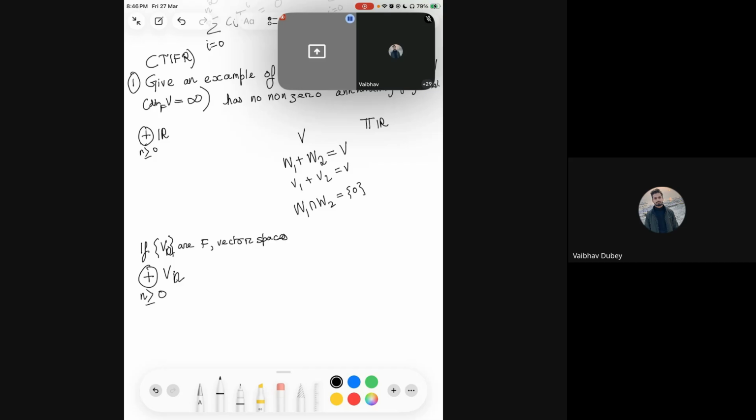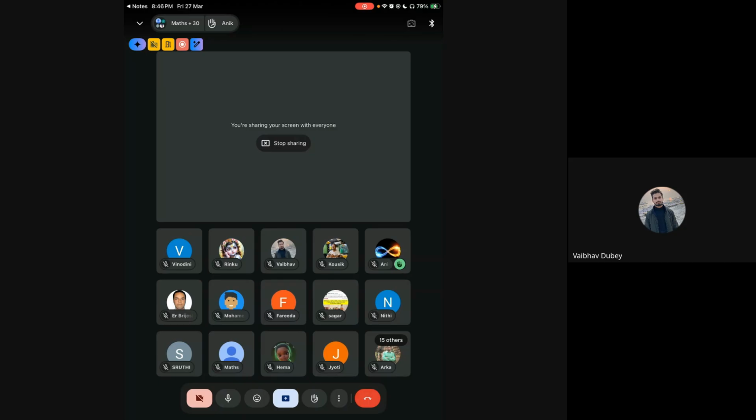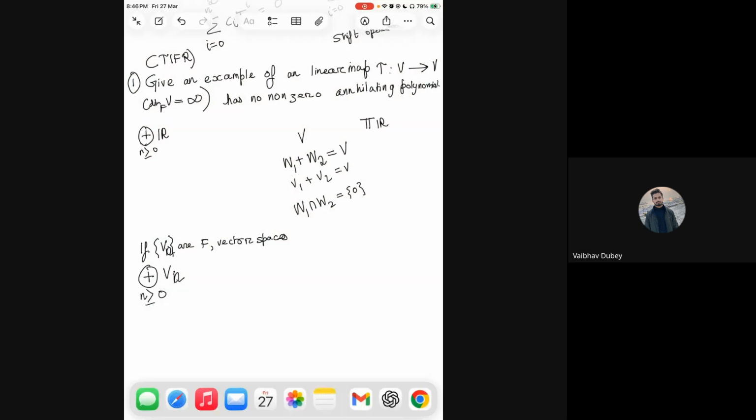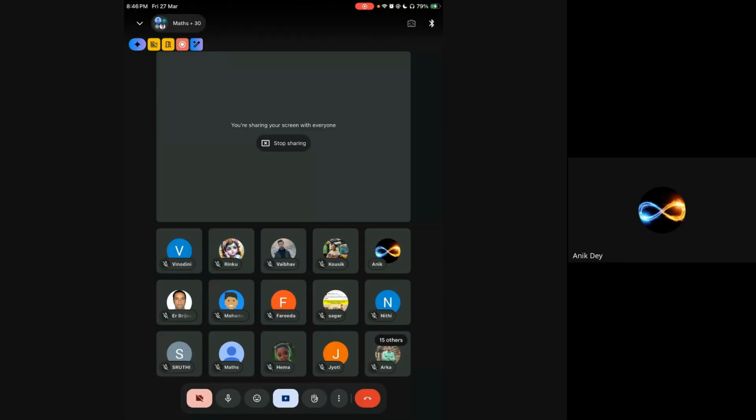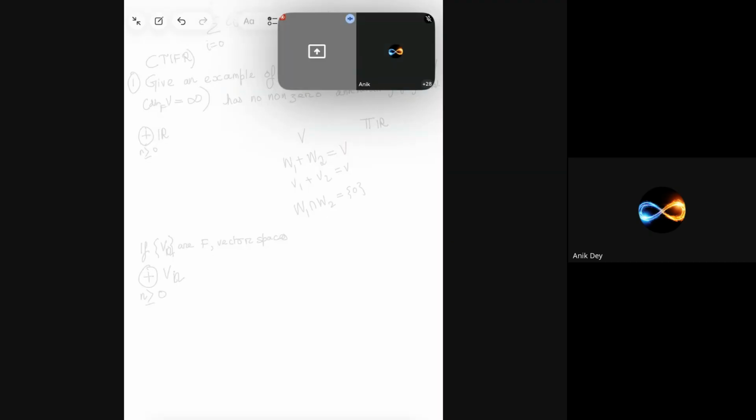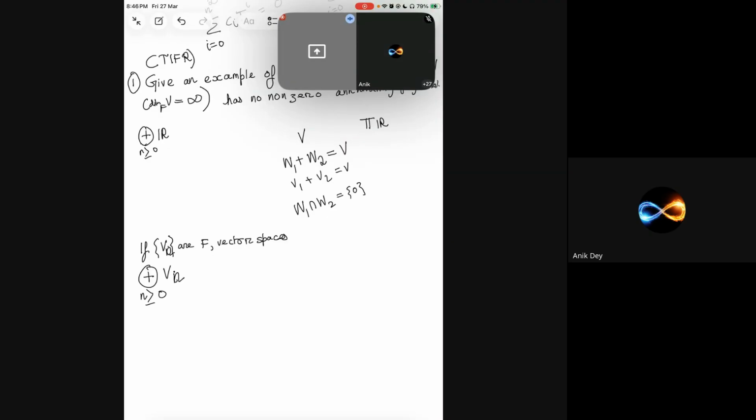I guess Kaushik raised his hand, but can somebody else? Okay, Onik raised his hand. Onik, you can unmute yourself and tell me the definition. Can you repeat the question, sir? Okay, so the question is, if Vn are F vector spaces over a fixed field F, a countable family of vector spaces Vn, can you tell me what the direct sum of Vn is?